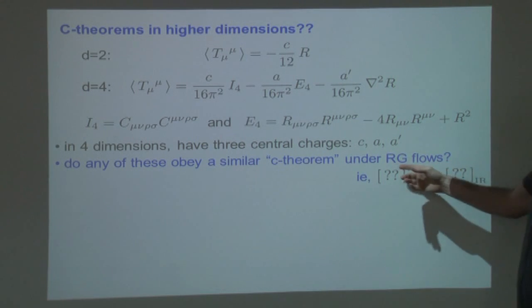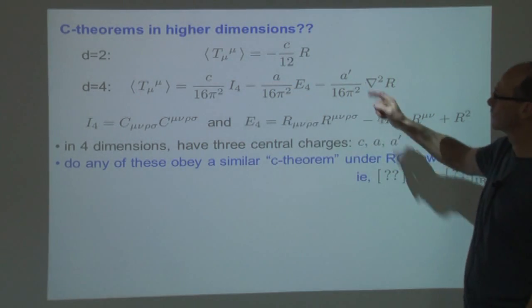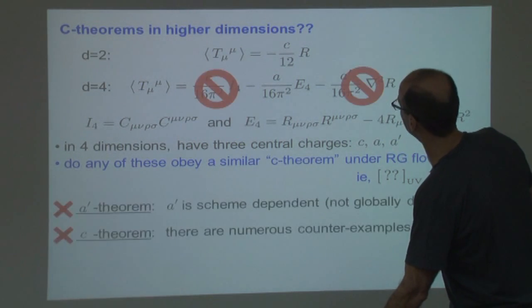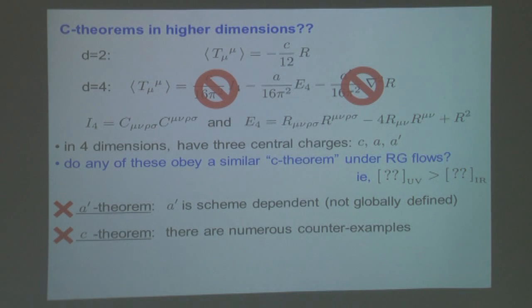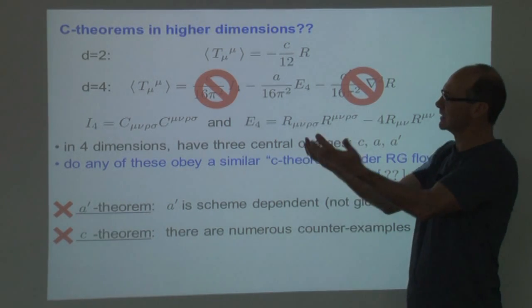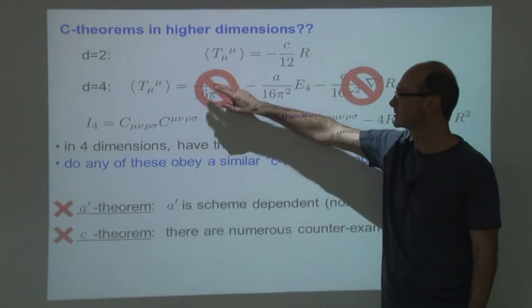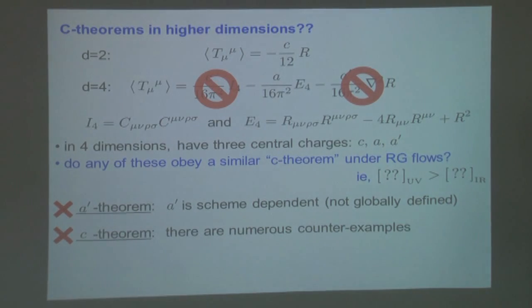And so the question is, do any of these three quantities satisfy a nice monotonicity or satisfy something like a C-theorem, i.e. that it would always be bigger at the UV end of an RG flow than at the IR end. With a counterexample, or just demonstrating an RG flow where this inequality is not satisfied for the central charge C, that one can be ruled out.